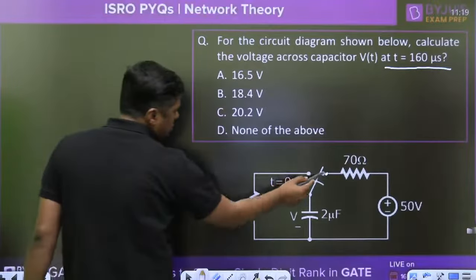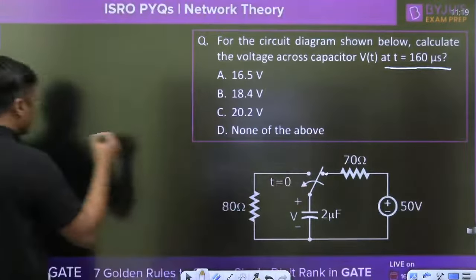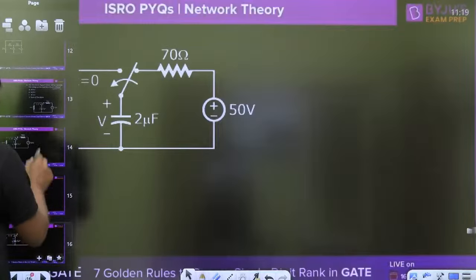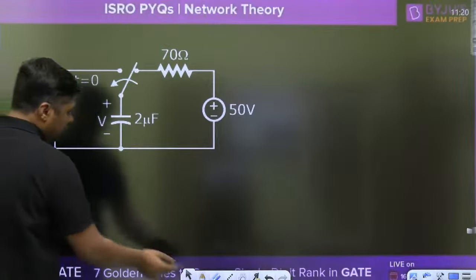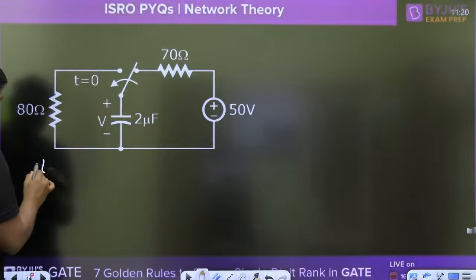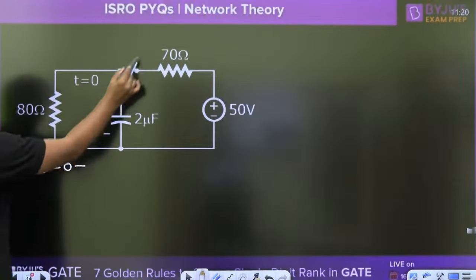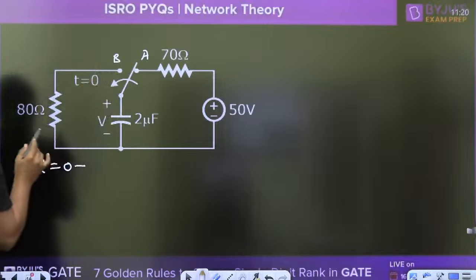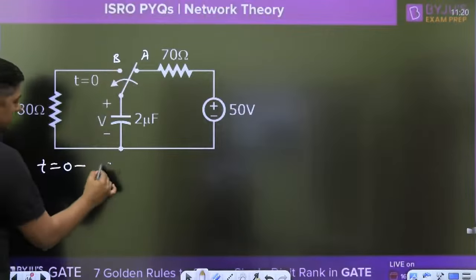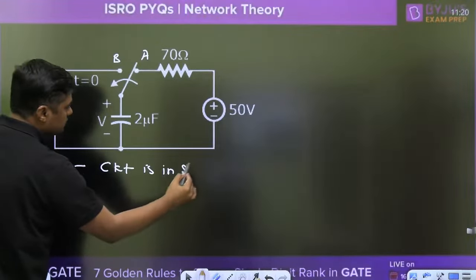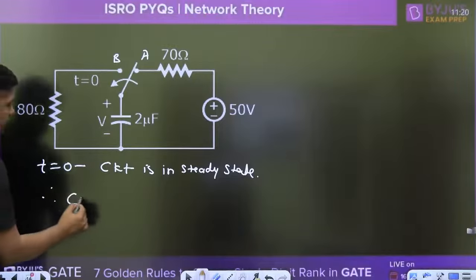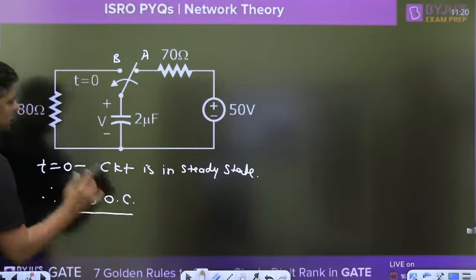When the switch moves from this position to this position, it means for t less than 0, the circuit is in steady state. Are you comfortable with the transient, everyone? Now try to understand. This is the circuit. Exactly at t equal to 0, the switch will move from position A to position B. So at t equal to 0 negative, the switch is at position A, and this is the DC source. The circuit is in steady state. Therefore, the capacitor acts as an open circuit. For DC, it will act as an open circuit under steady state.